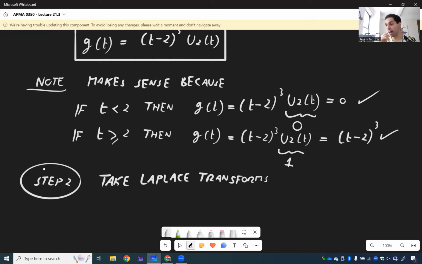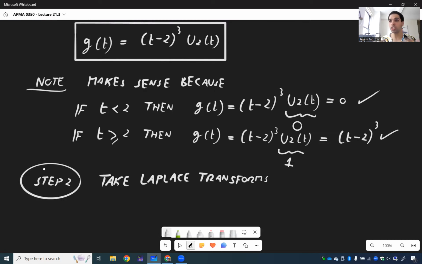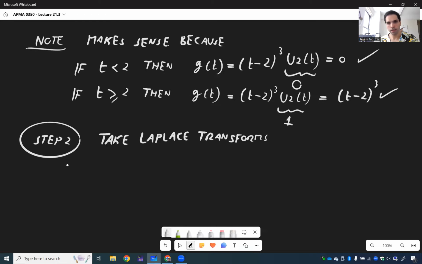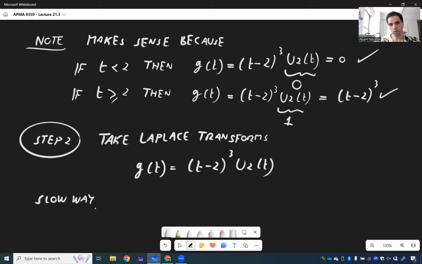And what I'll show you now is first the slow way, which just uses the definitions and is very intuitive. And then I will show you the fast way. So once again, remember g was (t minus 2) cubed u2 of t. Again, I'm going very slowly here because I know it's a very difficult topic. So slow way. Okay. Let's calculate the Laplace transform of g.